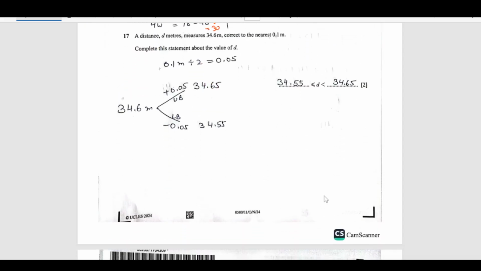Number 17, a distance d meters measures 34.6 meters correct to the nearest 0.1 meters. Complete the statement about the value of d. Now, this is 0.1 and we are taking the nearest values, divided by 2 it is 0.05. So, for the upper bound we are going to add 0.05, for the lower bound we are going to subtract. So, this gives us 34.55 and 34.65, right.